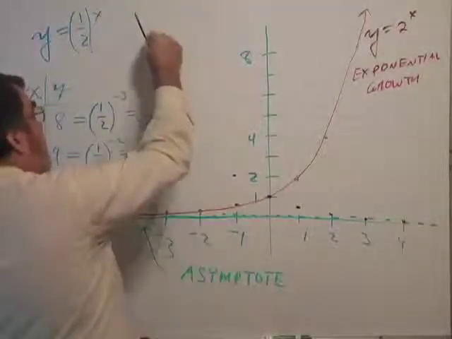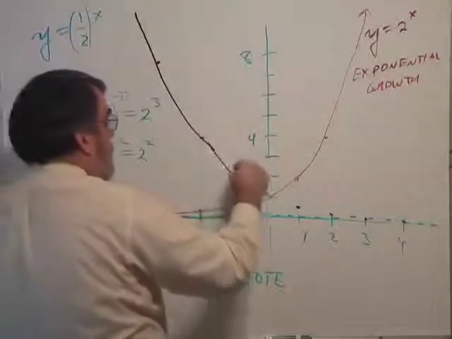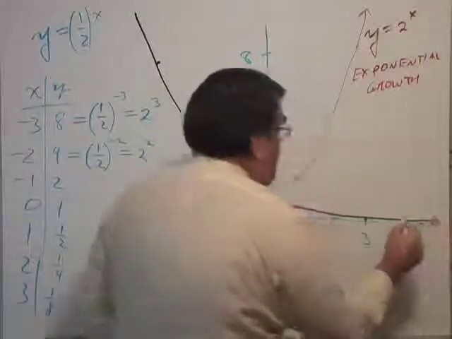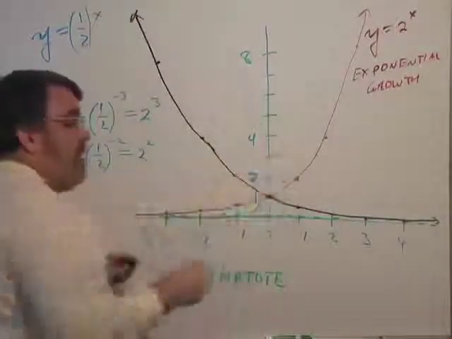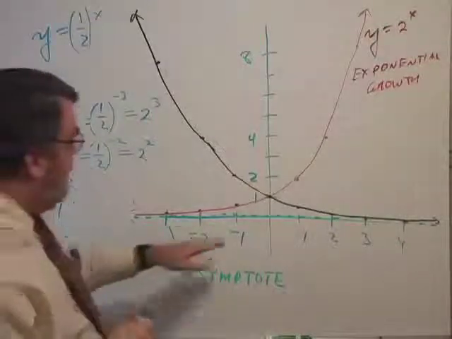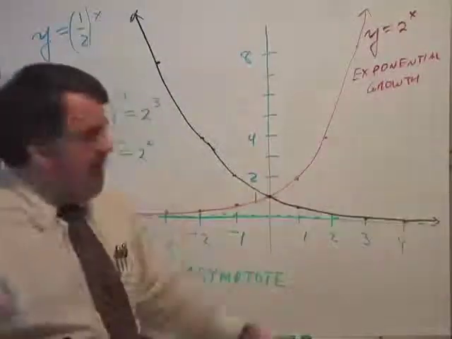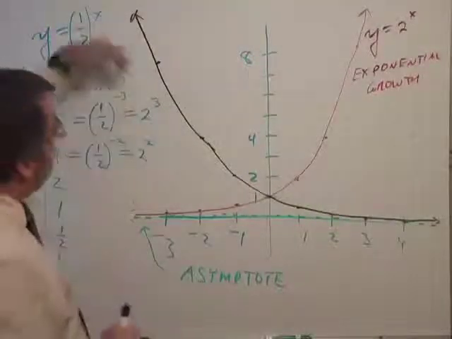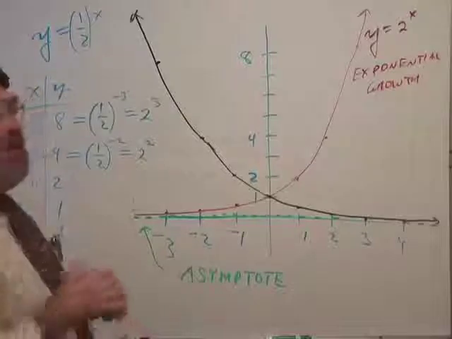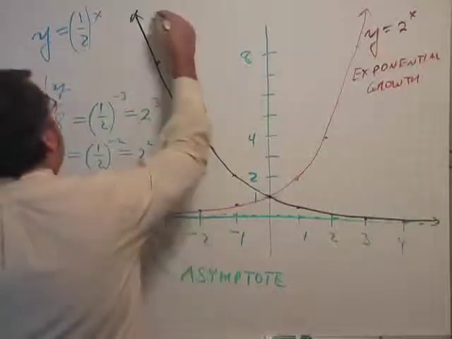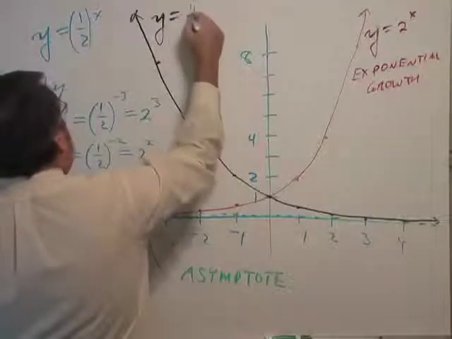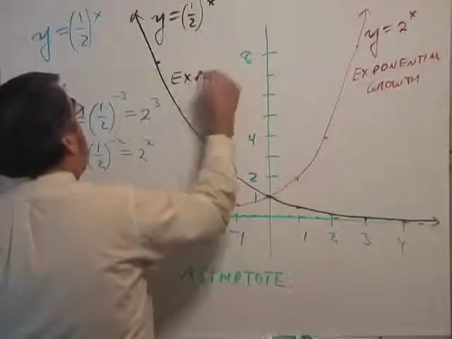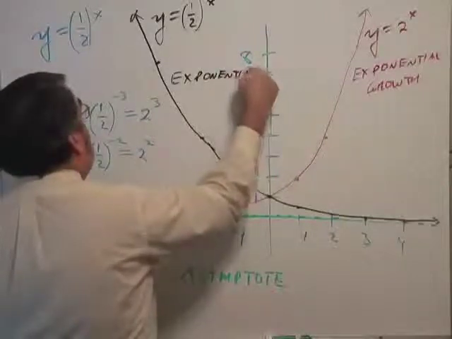So this graph comes down here, and we say it's decreasing because as you move left to right, it's getting smaller in the y direction. So you notice that on the right, it has asymptotic behavior. There's an asymptote here. And on the left, it goes up. But because it's falling, we call that exponential decay. So y equals 1/2 to the x power is an example of exponential decay.